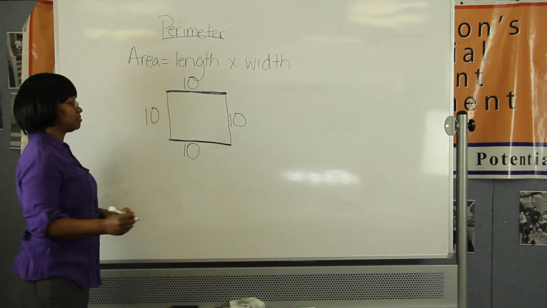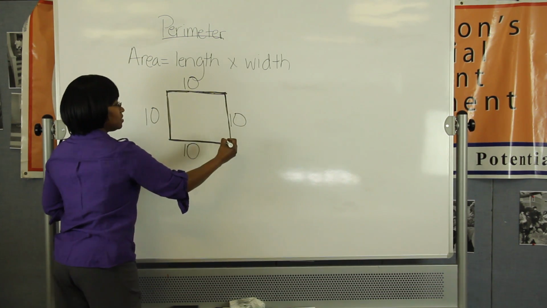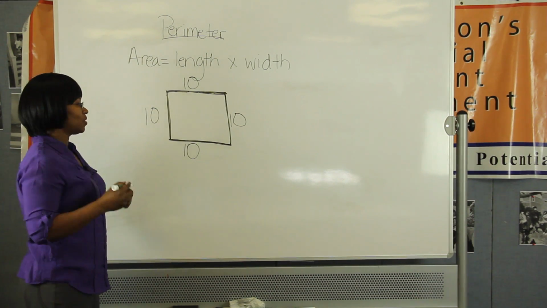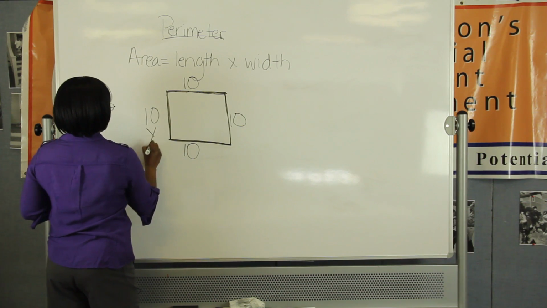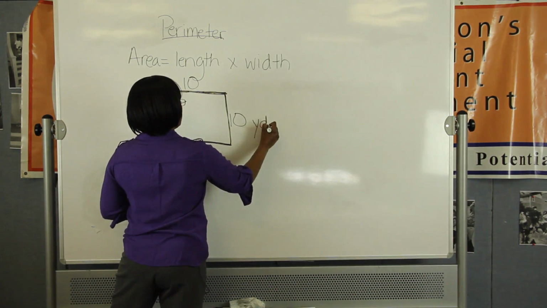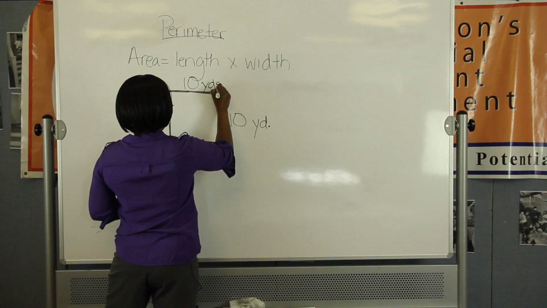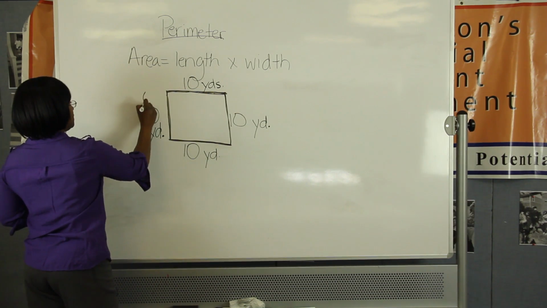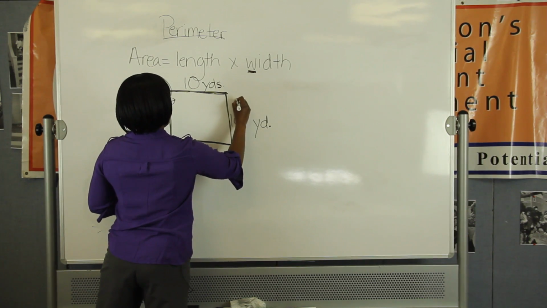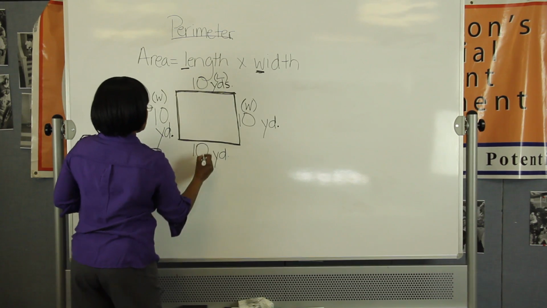But something's missing. This side is the width. What's missing though from my numbers? 10 units. We're going to choose, let's do yards. This is the short version of yards. So if this is the width, and this is the length, we're going to use the big L.